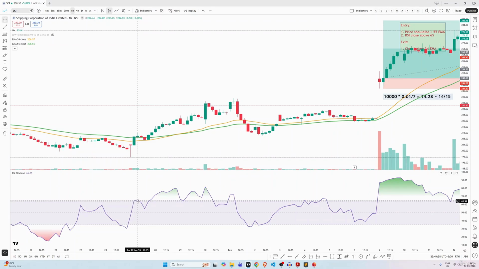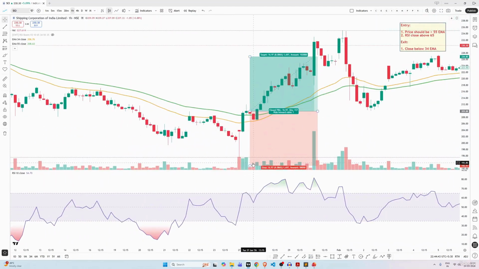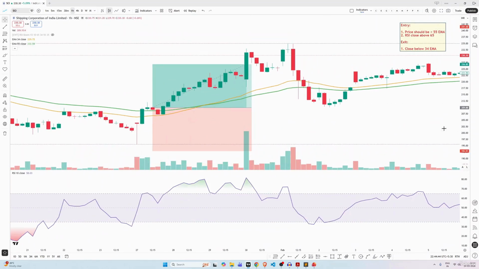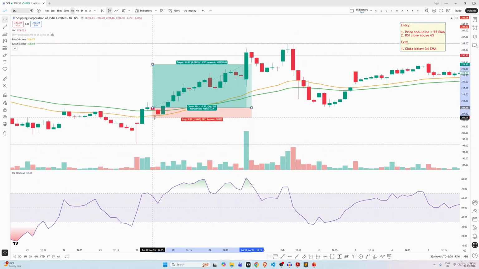The next signal we got at this candle, 65.75 is the RSI value, which is above 65. So we are going to take a position on the next candle open, and our stop will be at the EMA, 34 period EMA, which is almost 1.4%, well within our 5% requirement. So this is a good stop.